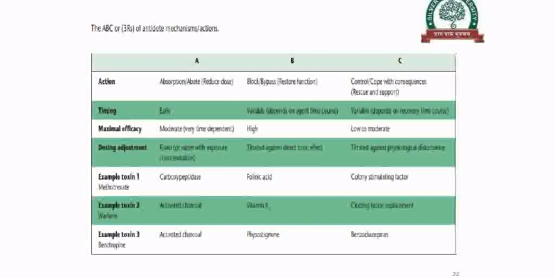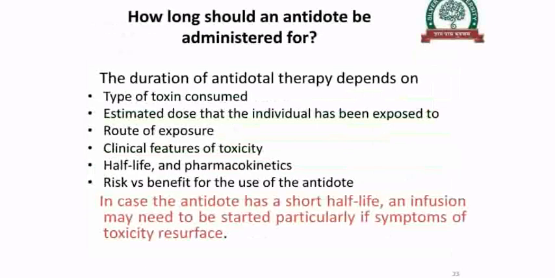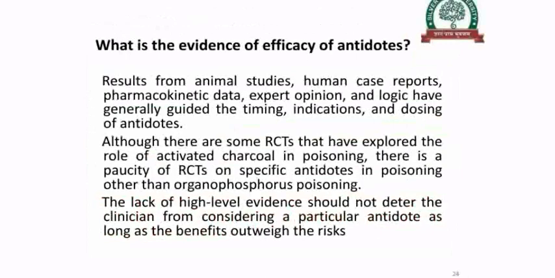Example, benzodiazepine poisoning. How long should an antidote be administered for? It depends on the type of toxin or poison consumed, the estimated dose consumed by the individual, the route of exposure, the clinical features or symptoms of toxicity, the half-life of the poison, its pharmacokinetic behavior, and risk versus benefit. So it is very symptomatic treatment that needs to be given in case of poison. The general practitioner is the best person to diagnose and prescribe the therapy.